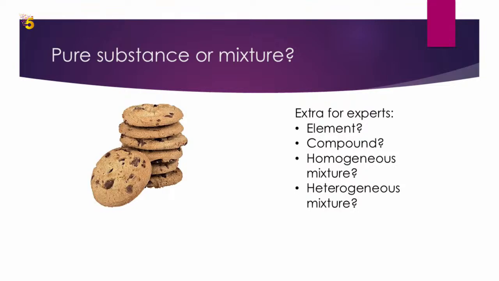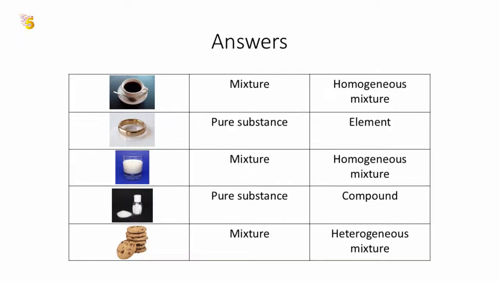Now for the answers. The first one, coffee, is a mixture. It's an example of a homogeneous mixture because when you mix coffee in, as long as you've stirred it properly, it should look the same throughout it.